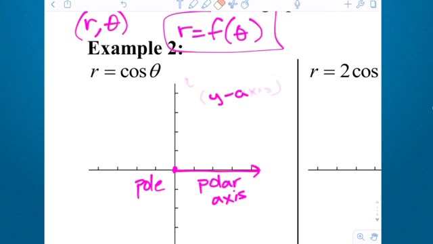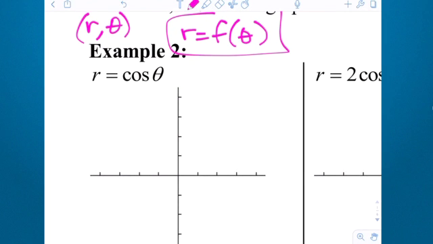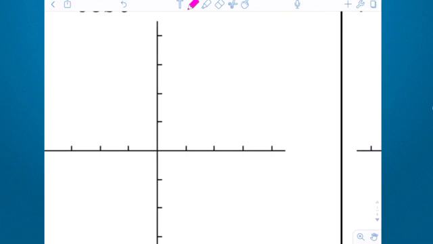So let's go ahead and plot some points now. I'm going to get rid of all that. Let's choose some nice angles. So when theta is 0, I'm pointing due east, right, on the positive x-axis. That's where theta equals 0. What is the radius when theta is 0? What's cosine of 0? 1. So now that I'm pointing due east, I'm going to march out along the positive x-axis 1 unit. There I am.